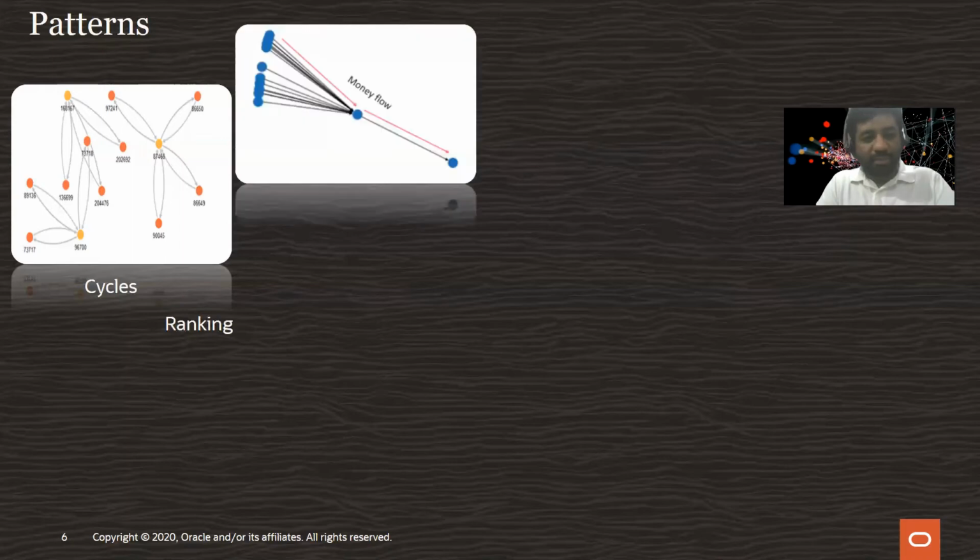The next pattern is ranking. As we can see on the screen, it's a very peculiar money flow wherein you can see that the dot in the middle of that particular money flow section is generating a lot of interest. That particular account is getting money from different customers, and then it is just going to one particular account. So you can use it for detecting suspicious activities as well. It could be treated like a suspicious pattern.